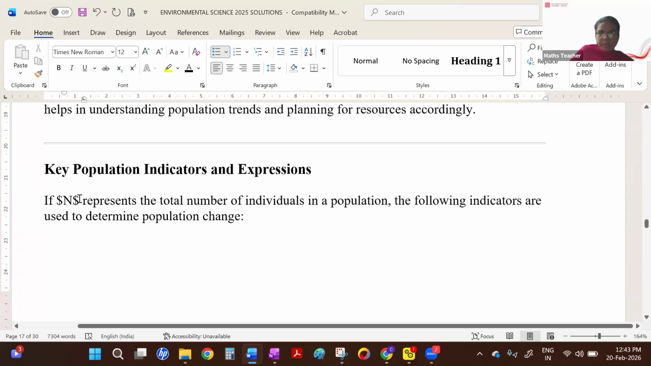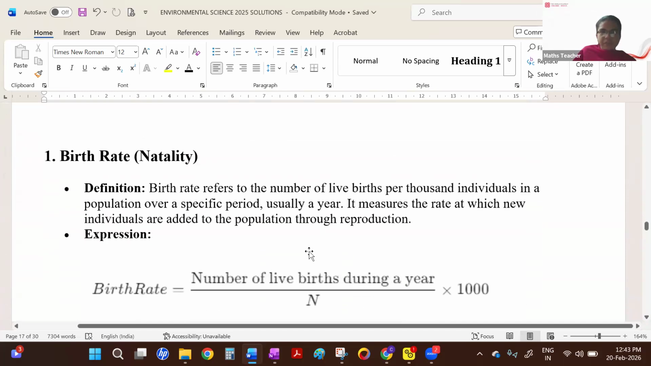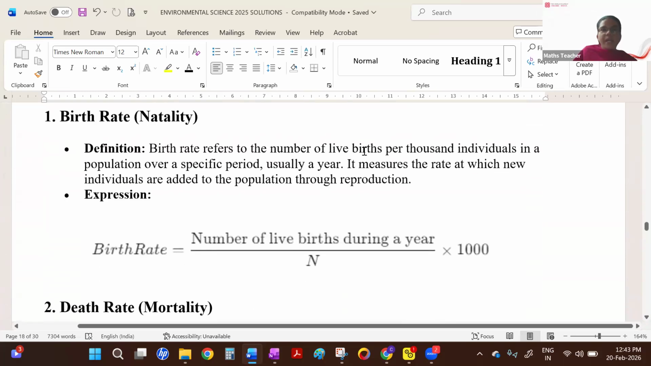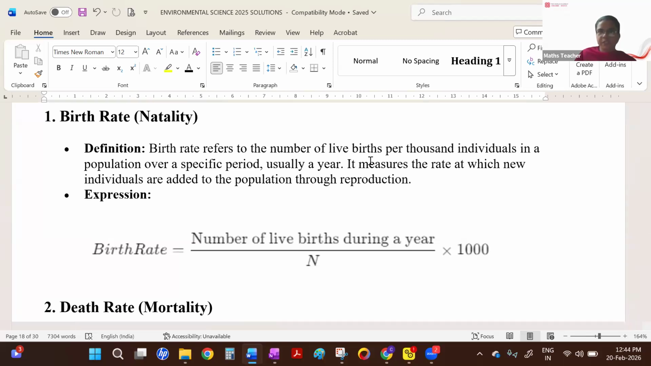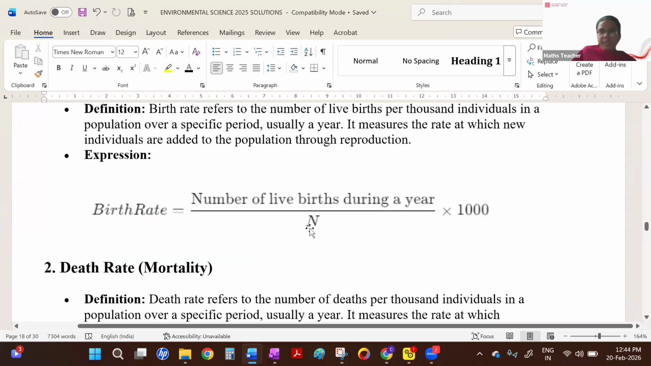Here N represents the total number of individuals in a population. And these are the following indicators. The first one is birth rate or natality. We've already discussed this, right? What is birth rate? The number of persons born per thousand. Per thousand individuals, how many babies are born? So that is the birth rate. Birth rate is the number of live births during a year divided by N, into 1,000.